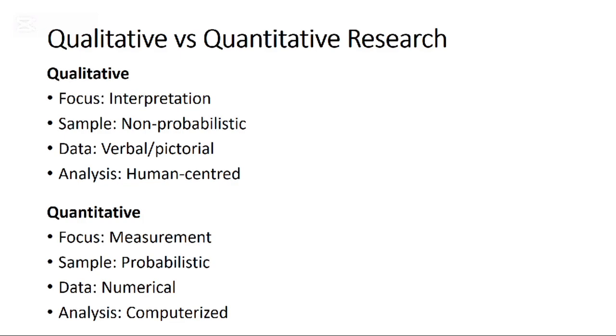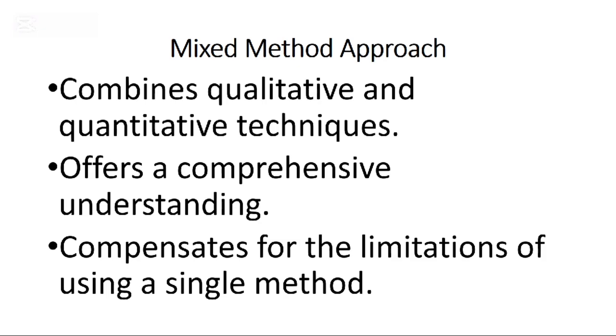Then we have the mixed method type of research. So what is mixed method? It is the combination of qualitative and quantitative research design. It combines qualitative and quantitative techniques, and they offer a comprehensive understanding of the outcome, and they compensate for the limitations of using a single method.